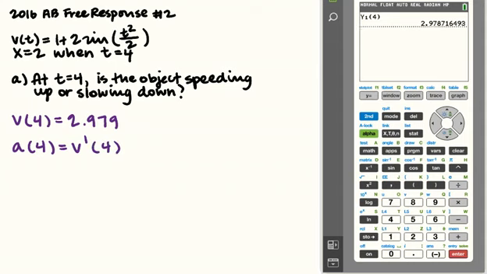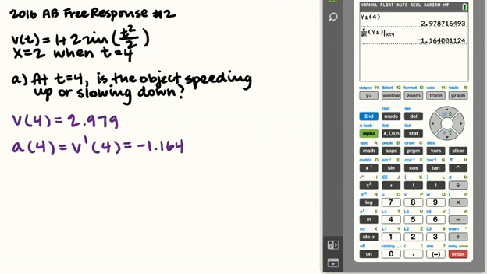And now we're going to do this over here by numerically calculating the derivative. We're going to call on math, it's number 8, nDeriv. We're going to take the derivative with respect to t of y1 at the point where t is equal to 4. Then we let it think for a while, and we get negative 1.164.